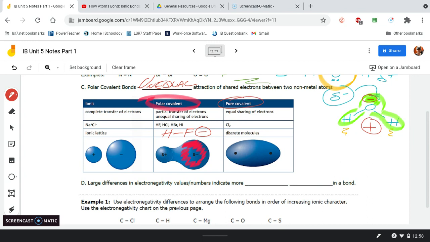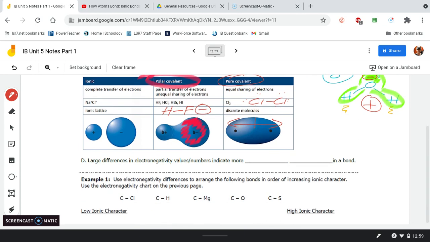And the pure covalent is something that's diatomic, like this. And so those electrons don't move around. They do move, but they are pulled in equally. Kind of think of like tug of war between two twins. There is no winner. It stays 100% equal. And then D says that large differences in electronegativity values, which we talked about from the chart, are going to indicate more ionic character, and that's the question they can ask about ionic character.